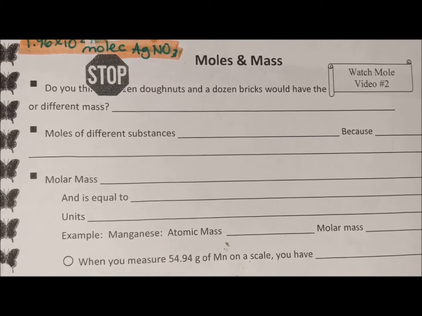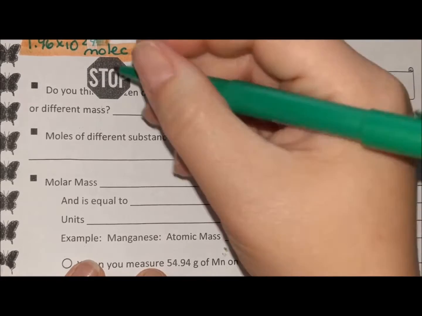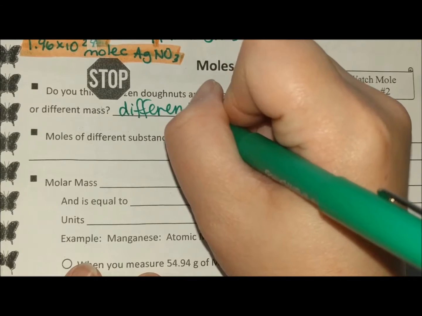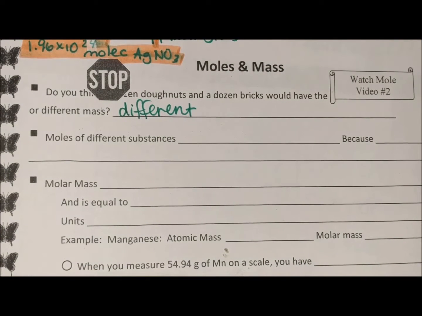Okay, so this is your second mole video, and what we want to do is talk about moles and mass. Do you think a dozen donuts and a dozen bricks would have the same or a different mass? And so the answer to that question is different. You have the same number of each of them, but donuts weigh a different amount than bricks do, right?